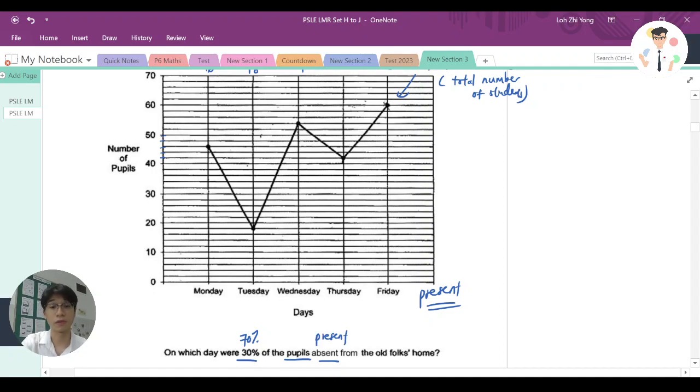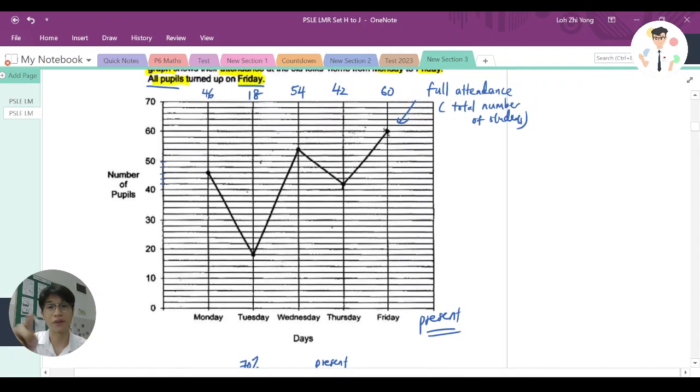Now, I know the total number of students is actually the Friday attendance, which is 60. And I'll find which day has 70% of the students actually appearing. So I simplify, and I get 42. And this tells me it is Thursday. Okay. And we are done for this question. Good. Let's move on to our next question.